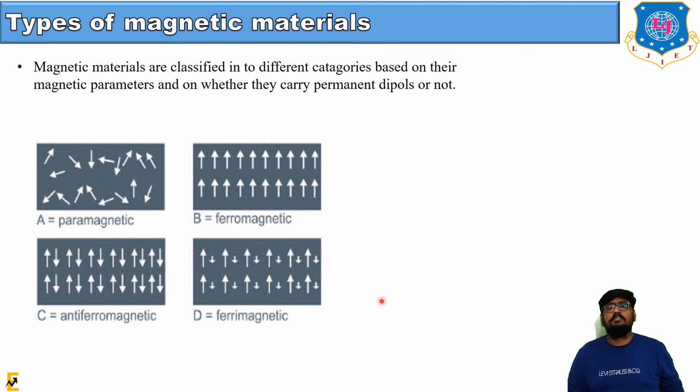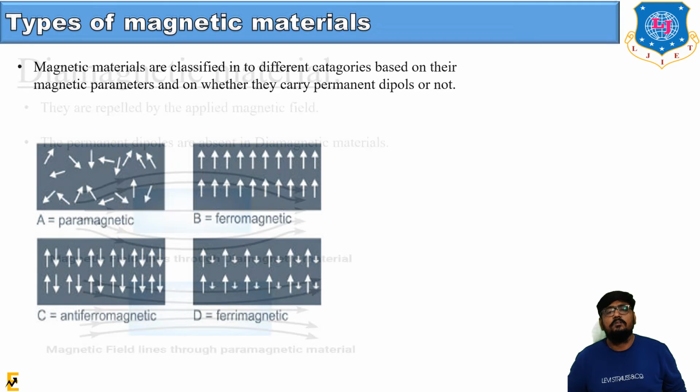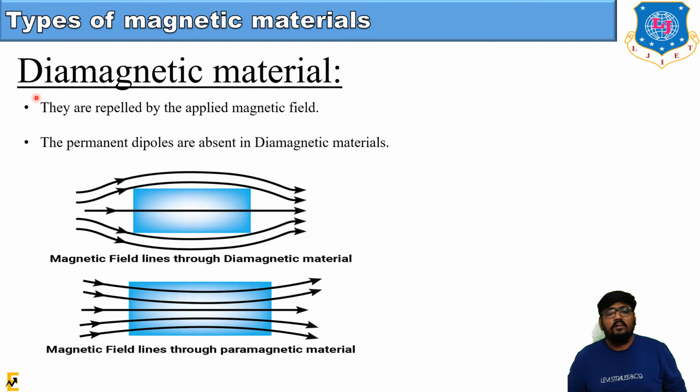So let us discuss step by step about paramagnetic material, ferromagnetic material, anti-ferromagnetic and ferrimagnetic material. All this will be discussed. But before that, we are going to discuss one more type of magnetic material, that is diamagnetic material.